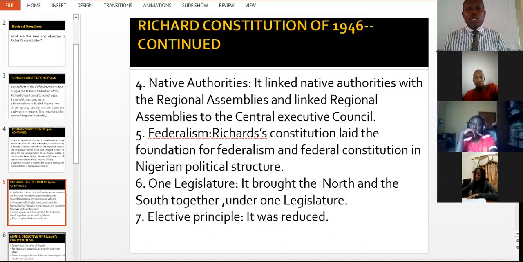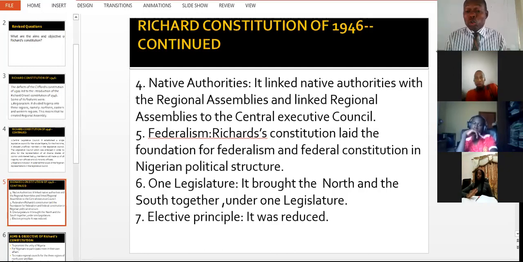So it linked native authorities to regional assemblies, and from regional assemblies to the central. So you can see the reporting now, how they are reporting from the native, all these traditional institutions. They were given functions. They were empowered by the colonial masters. They collected money, taxes, and the rest. And some of them were even part of the legislative.